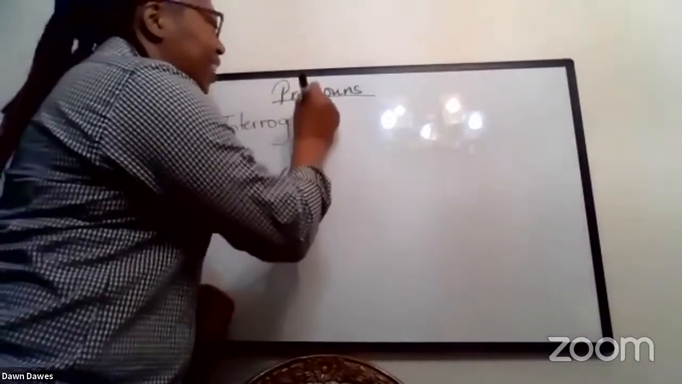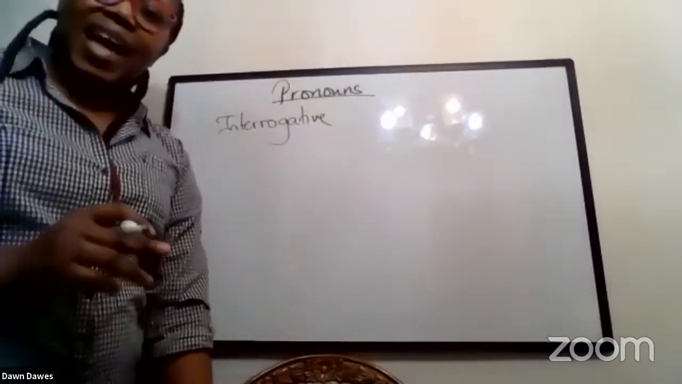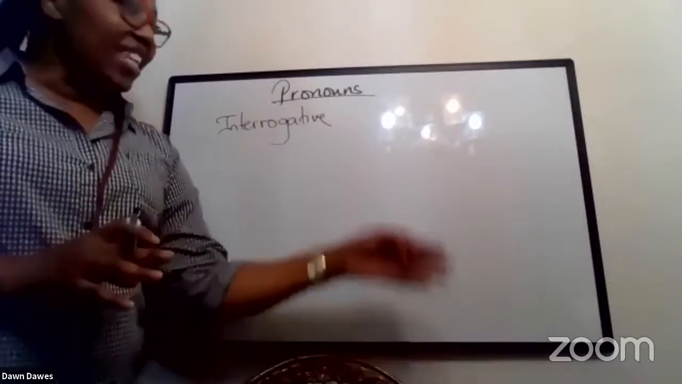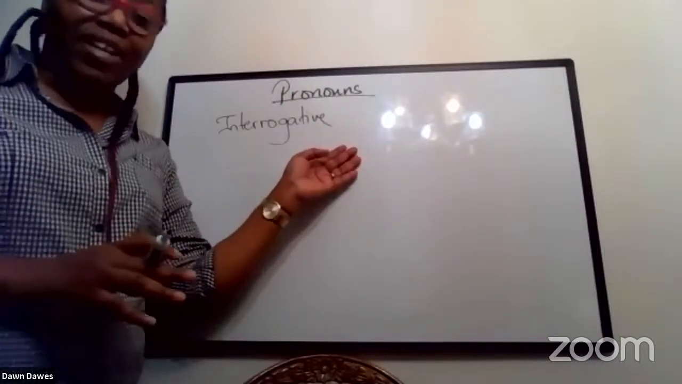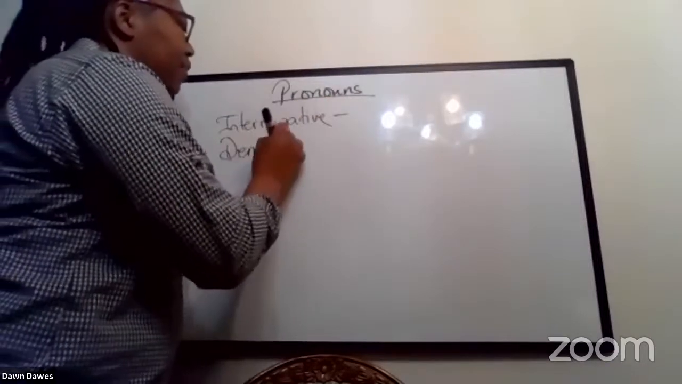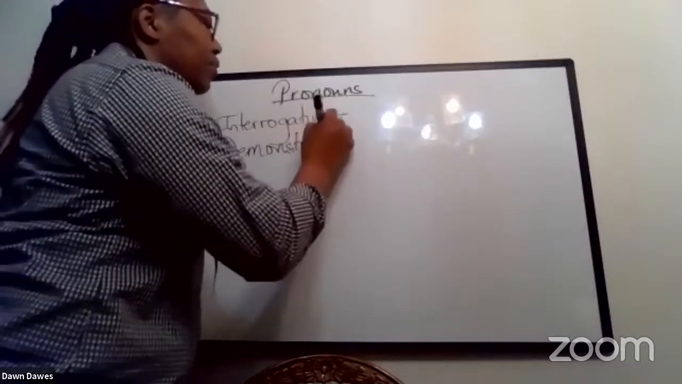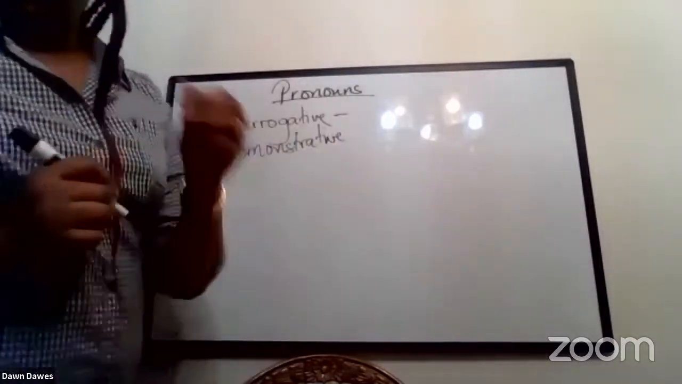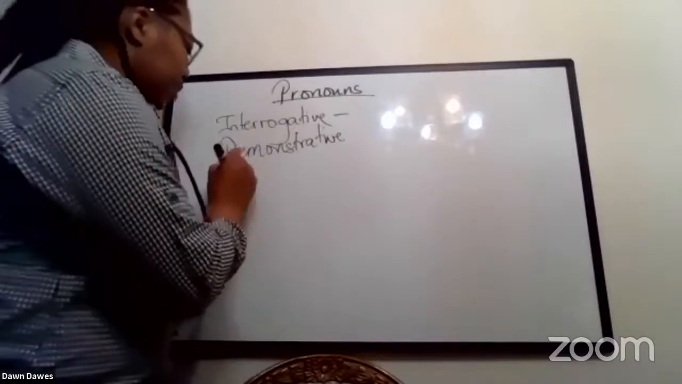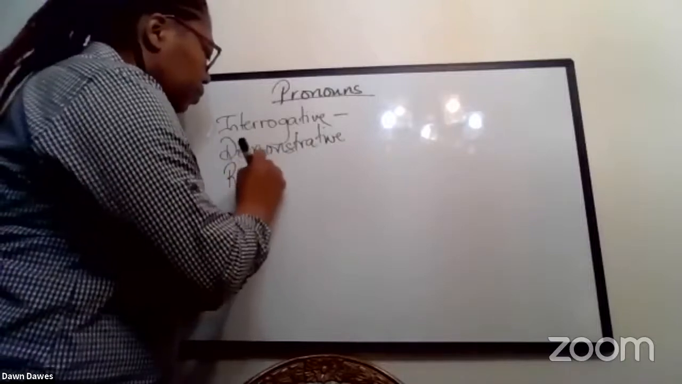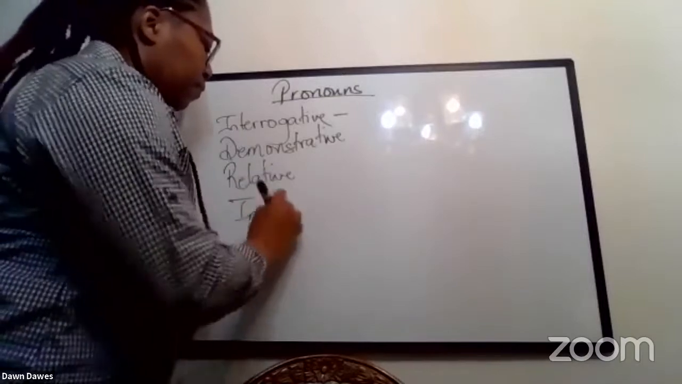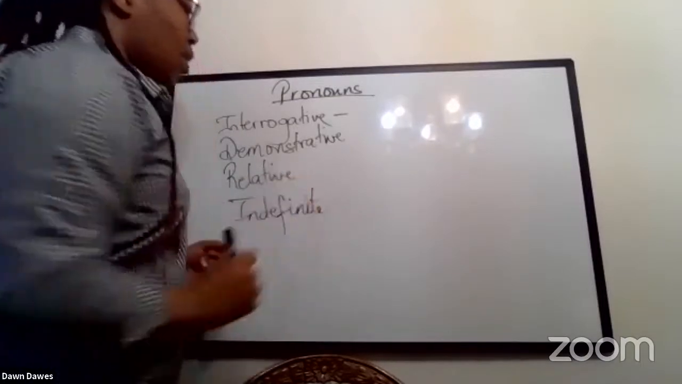Okay, so we have interrogative. Remember when we were looking at types of sentences, we also looked at interrogative sentences. So then this is a dead giveaway, right? So we have interrogative, we have demonstrative. Am I missing out any other? Let me see. We have relative. And we have indefinite.